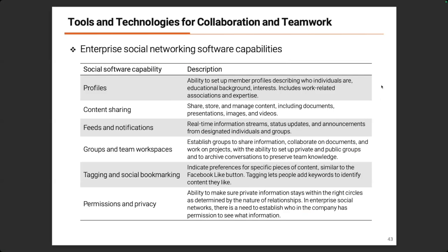So using this kind of capabilities, the business can have powerful ability to collaborate, and businesses can improve their teamwork.